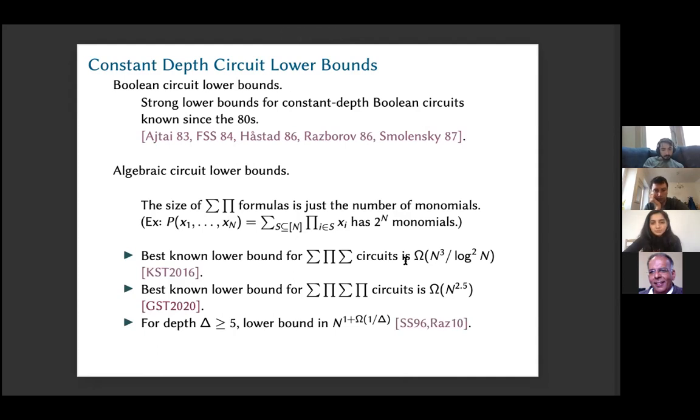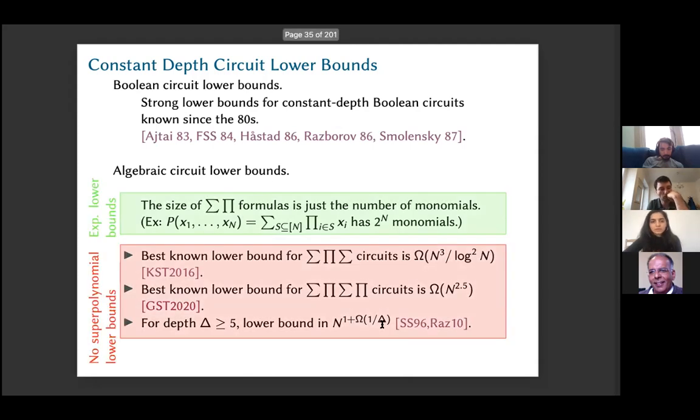But as soon as you go to depth 3, even prior to our result, what was known was that in 2016, Kayal, Saha, and Tavenas showed almost cubic lower bounds. They showed that there is a polynomial which can't be computed using sigma pi sigma circuits of size smaller than this. Later, this result was improved for depth 4 by Gupta, Kamath, Kayal, and Saptharishi in 2020 to give an n to the 2.5 lower bound. And if you look at depth 5 and above, then only superlinear lower bounds were known.